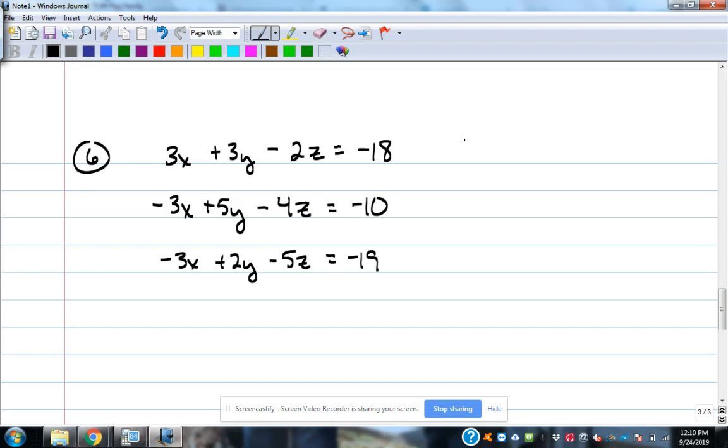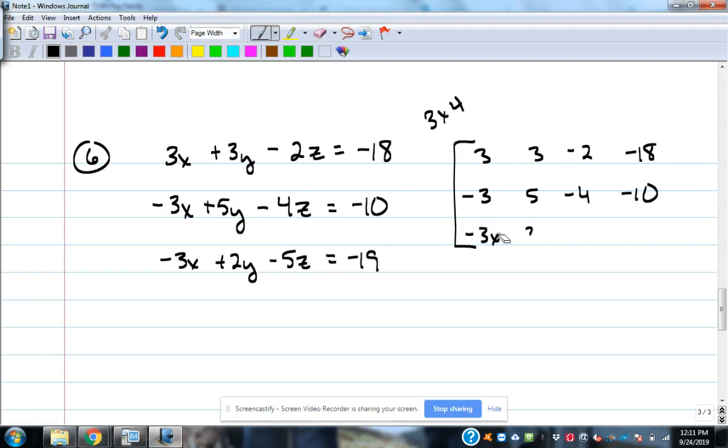What size will this matrix be? 3 by 4. You've got three equations, so that's 3 rows. You've got an X, Y, Z, and answers column, so that's 4 columns. So that's a 3 by 4 matrix that we're going to put that into. 3, 3, negative 2, negative 18; negative 3, 5, negative 4, negative 10; negative 3, positive 2, negative 5, negative 19. So we're going to put that into a 3 by 4 matrix this time.